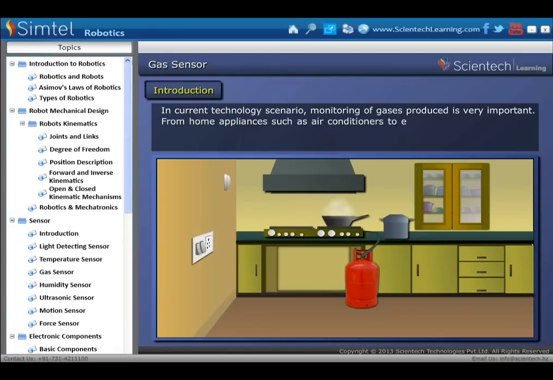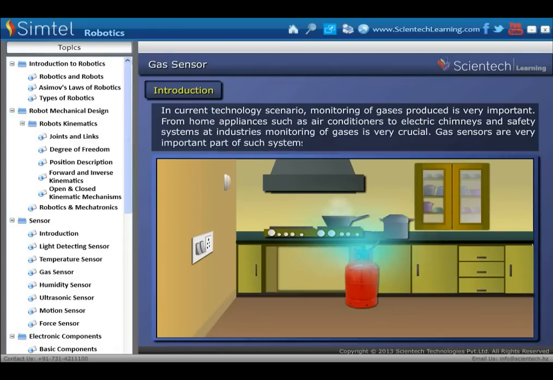The next type of sensor is the gas sensor. In the current technology scenario, monitoring of gases produced is very important. From home appliances, such as air conditioners, to electric chimneys and safety systems at industries, monitoring of gases is very crucial. Gas sensors are a very important part of such systems.